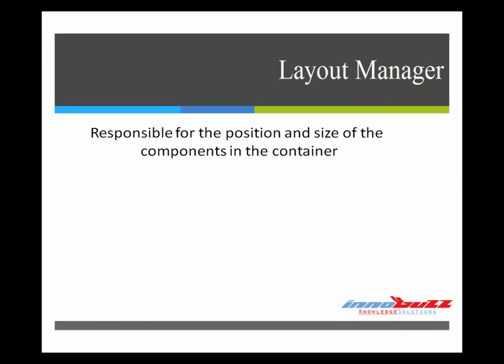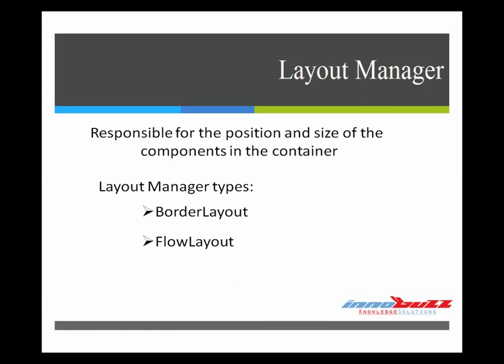In the Java language, there are 5 types of layout managers. The first is the border layout. It has 5 areas for positioning the items: north, south, east, west, and the center. The flow layout is the second. It is the default layout manager for all panel objects. It places the panel components in rows according to the width of the panel and the number and size of the components.